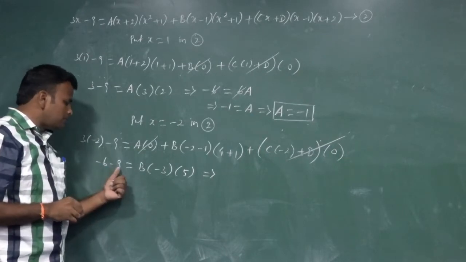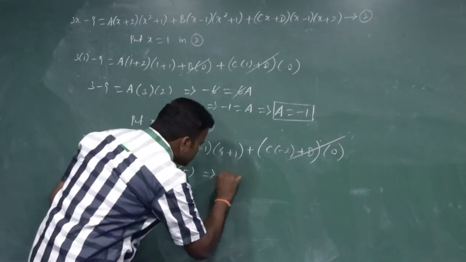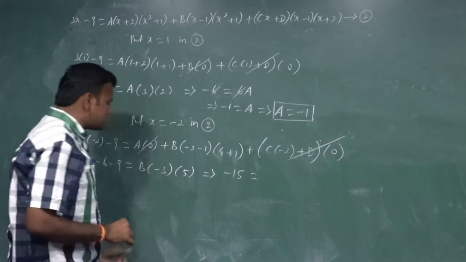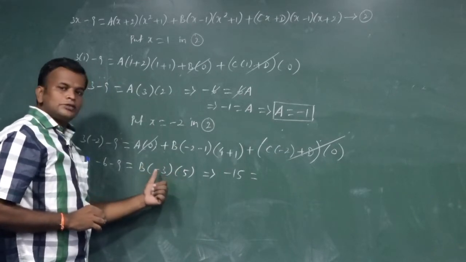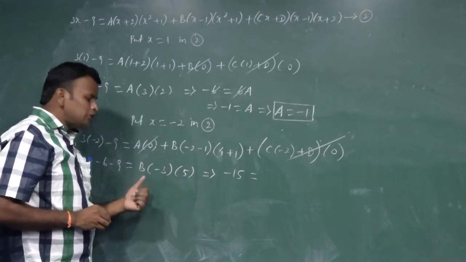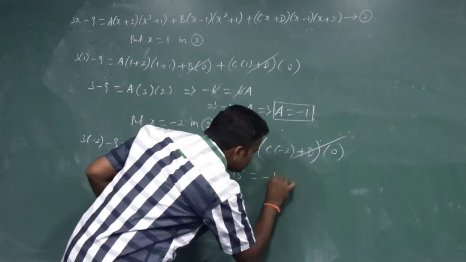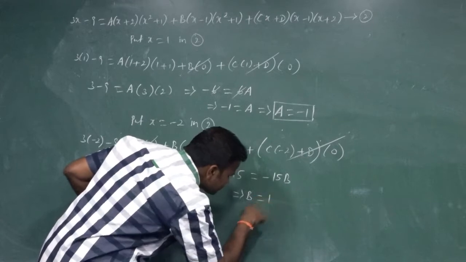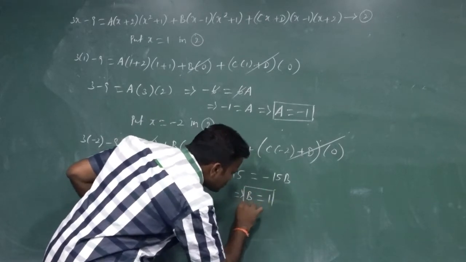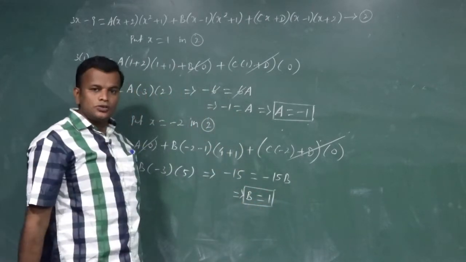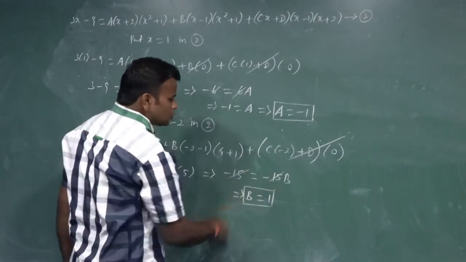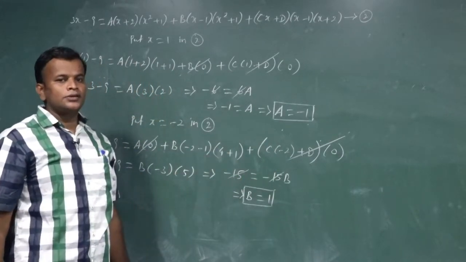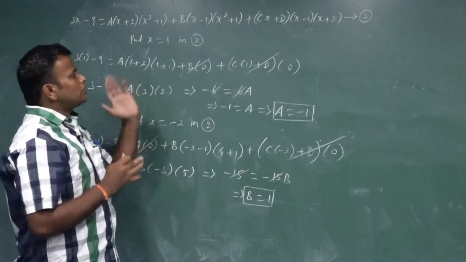Minus 6 minus 9 is minus 15, which is equal to minus 3 into 5, is minus 15. Minus 15 into b is minus 15b. What about b? The value of b is just 1, because minus 15 and minus 15 both cancel. The value of b is 1. So just two values of x are possible.